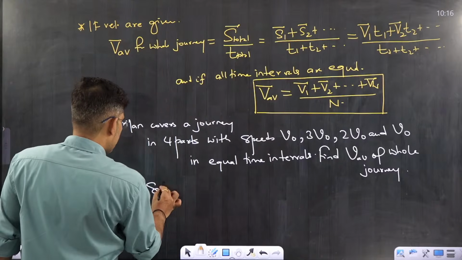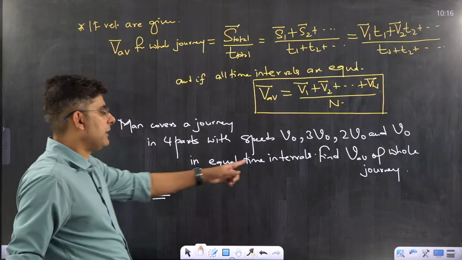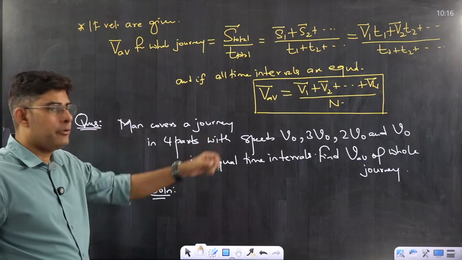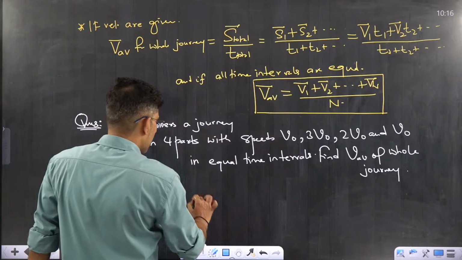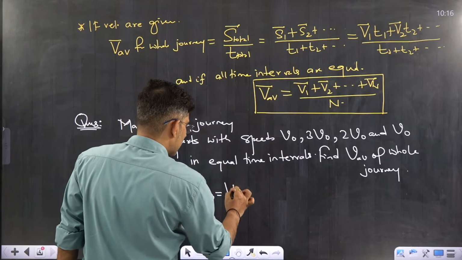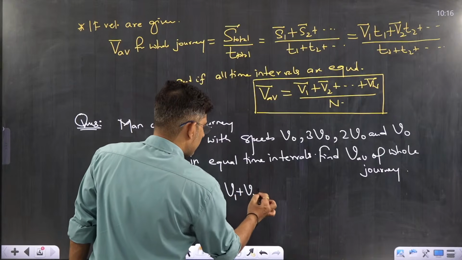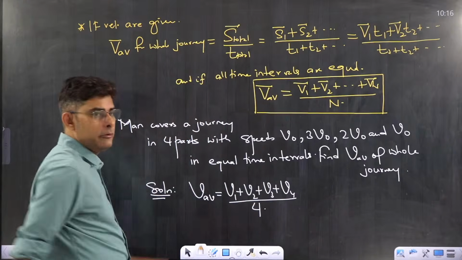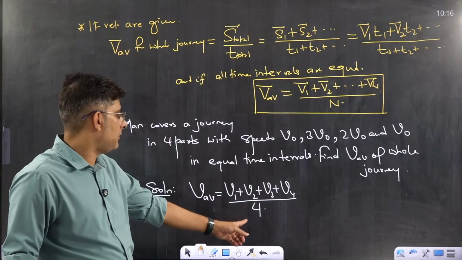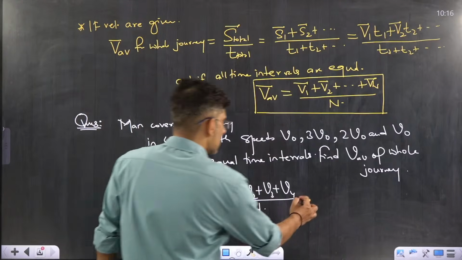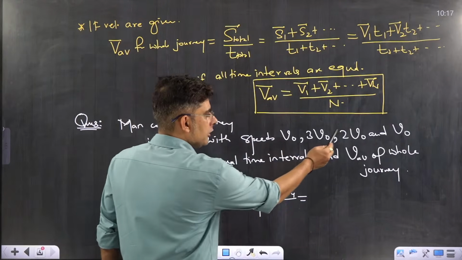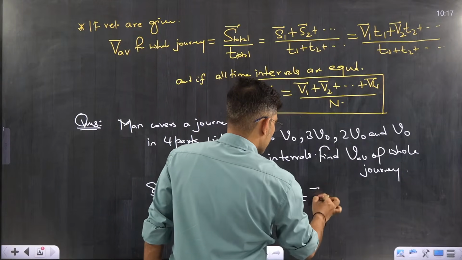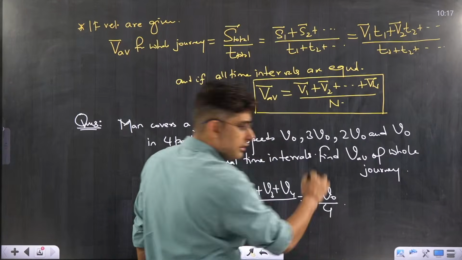What I will see directly is that all the time intervals are equal. Then what is the average speed for the whole journey? Since time intervals are equal, I will directly use the average of all speeds. So 4 parts are there: V1 plus V2 plus V3 plus V4 by n, and n is 4. Now you just add all the speeds: V0, 3V0, 2V0, V0. 1 plus 3 is 4, plus 2 is 6, plus 1 is 7. So my direct answer becomes 7V0 by 4.